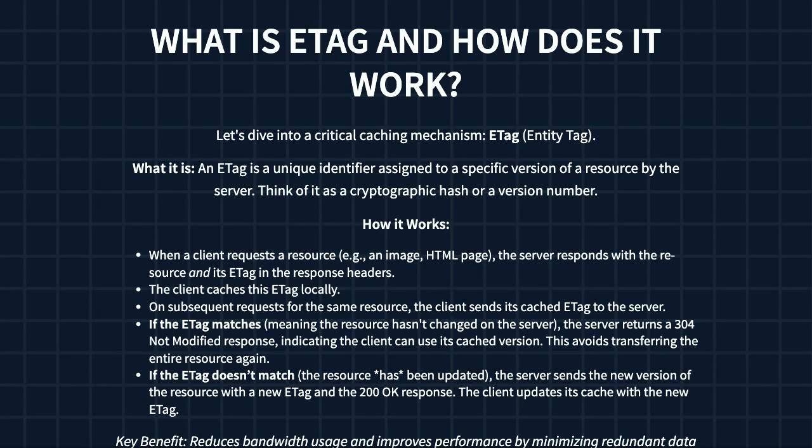Basically, an e-tag is like a unique fingerprint for a specific version of a resource assigned by the server. When you first request something, the server sends it back with that fingerprint. You then store that fingerprint locally in your browser or application cache. The next time you ask for the same thing, you send over your stored e-tag.